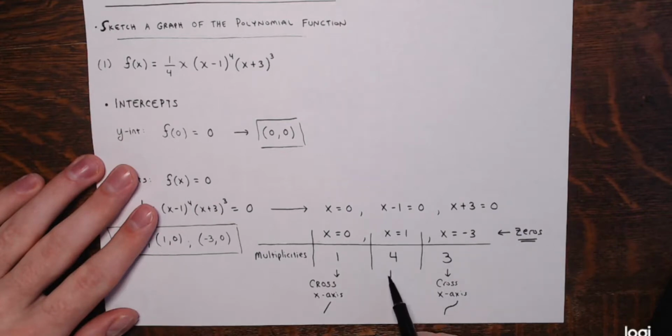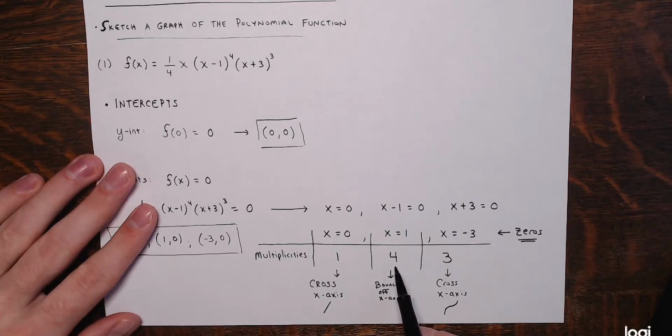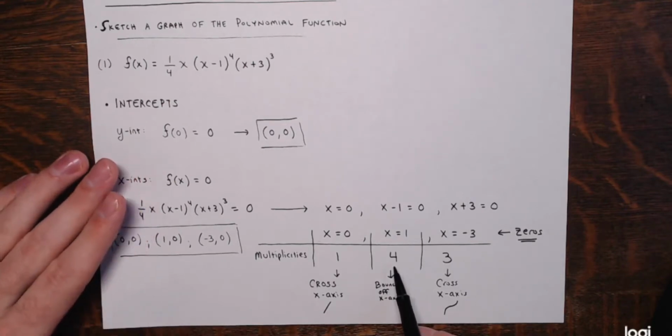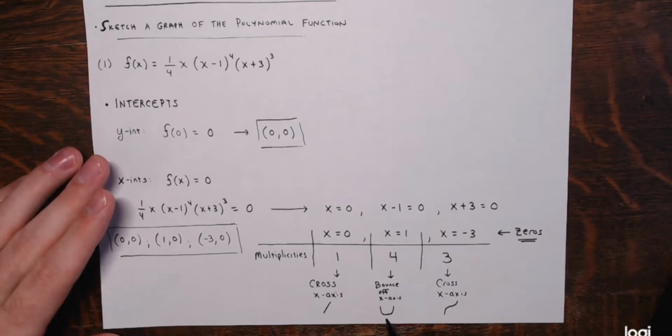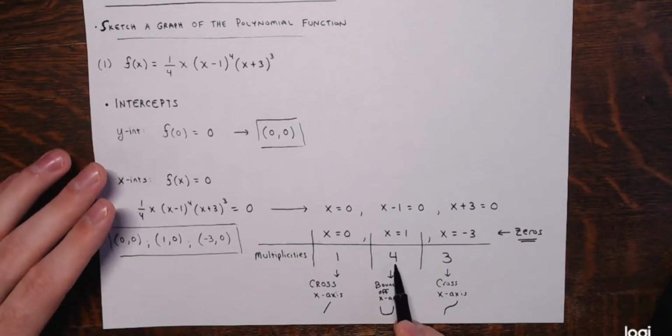And then for x equals 1, there's an even multiplicity. The graph is going to bounce off the x-axis here, but not like a parabola. It's going to be a little flatter because this will bounce like a degree 4 polynomial. So it'll touch and then come back up. It's like a parabola but wider and flatter at the bottom, because it's not a multiplicity of 2, it's a multiplicity of 4.